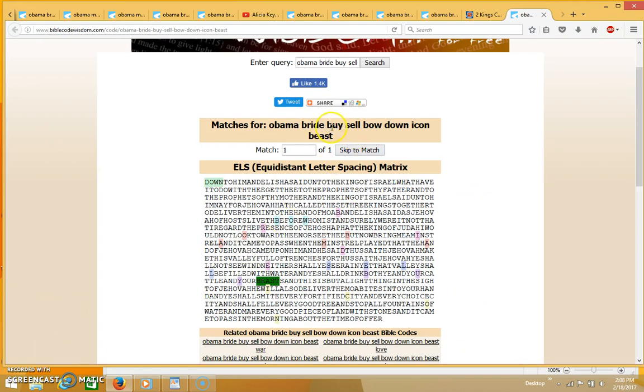Okay, this one I added the terms buy, sell, because we had mark and beast coming up in the previous table, and then bow down, icon, which is the actual word in the Greek for image, and then beast. And so you see the word bow coming up in the blue over here with the letters B-O-W, down comes up in the plain text, and the word icon comes up in the yellow with the letters I-C-O-N. And then you have buy and sell coming up here in the lavender. You have buy and then sell in the bluish lavender over here with the letters S-E-L-L.